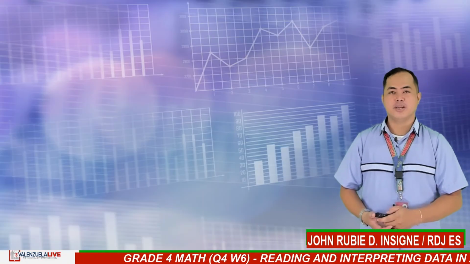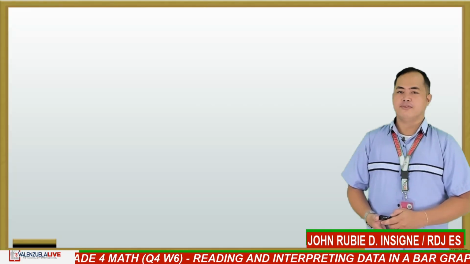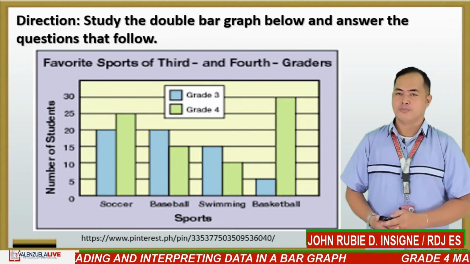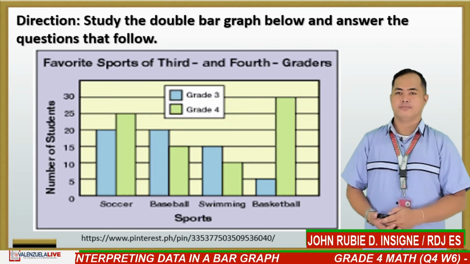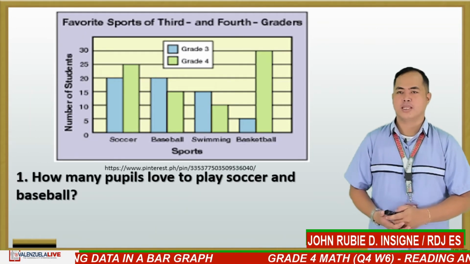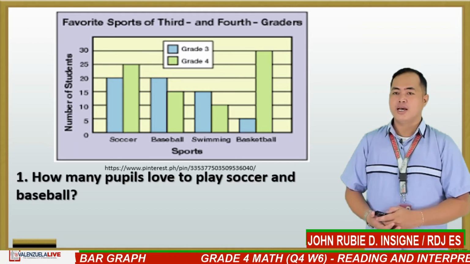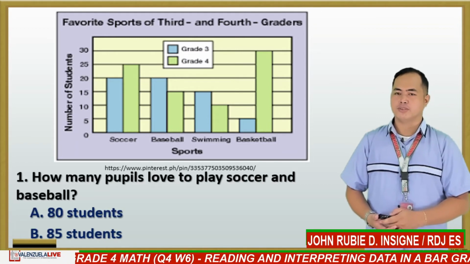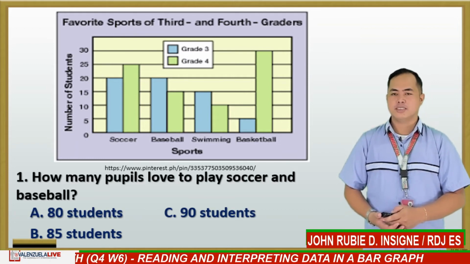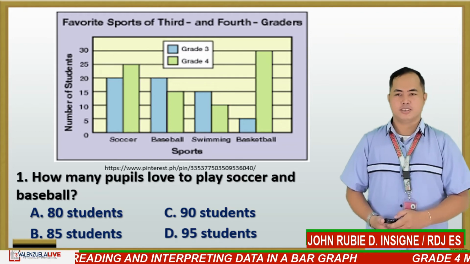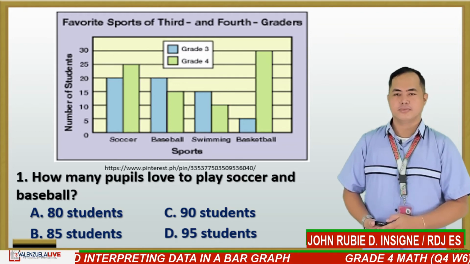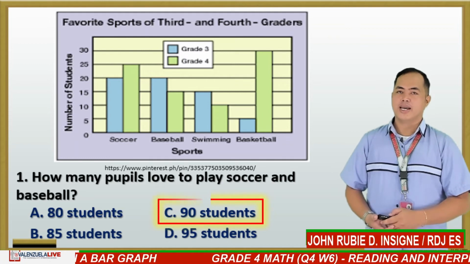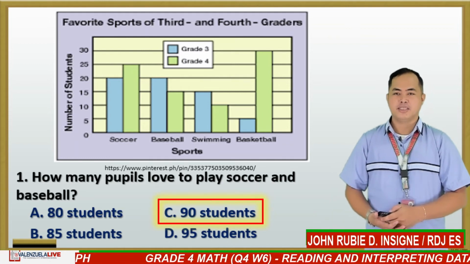Now let us answer activity number 2. Study the given vertical bar graph and answer the questions that follow. Type the letter of the correct answer in the comment section below. Here's your question number 1. How many pupils love to play soccer and baseball? A, 80 students. B, 85 students. C, 90 students. Or letter D, 95 students. The correct answer is letter C, 90 students.